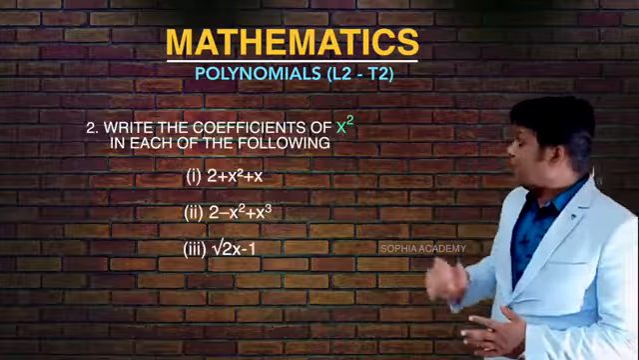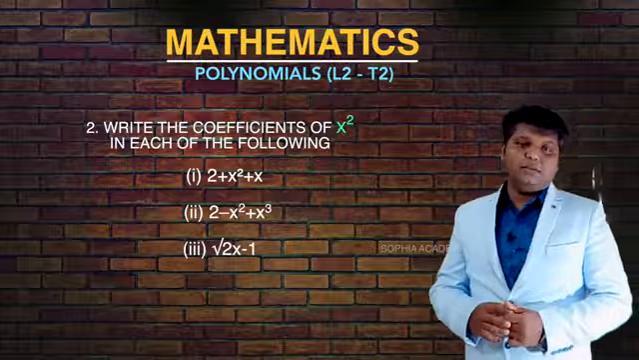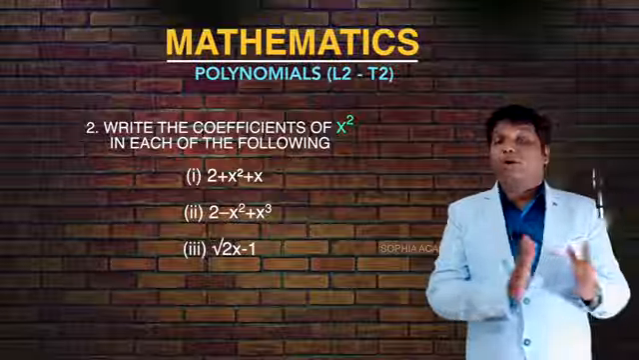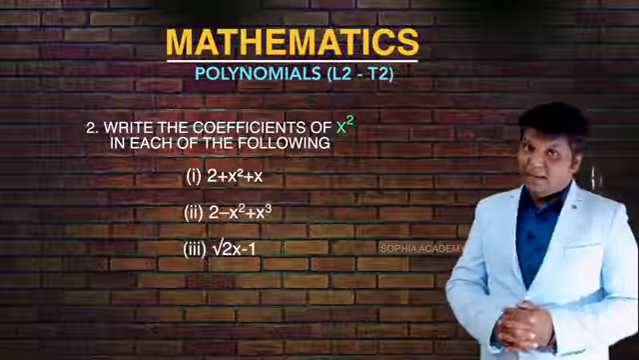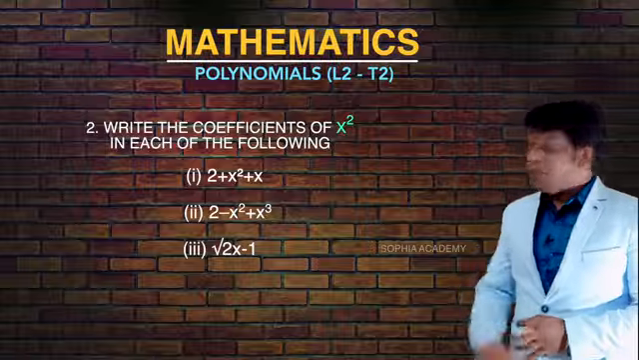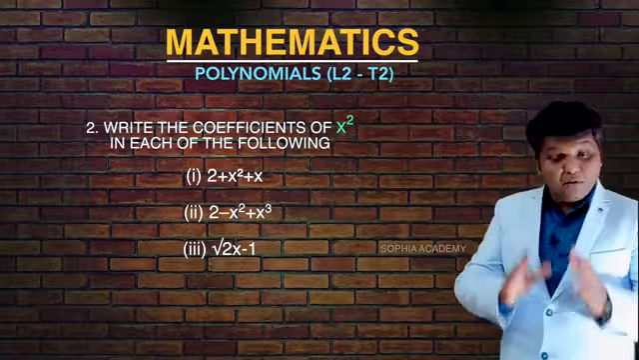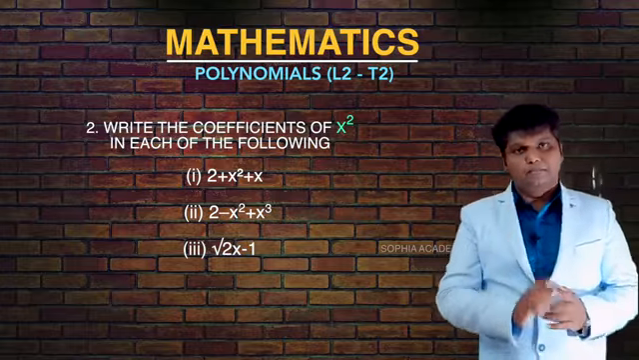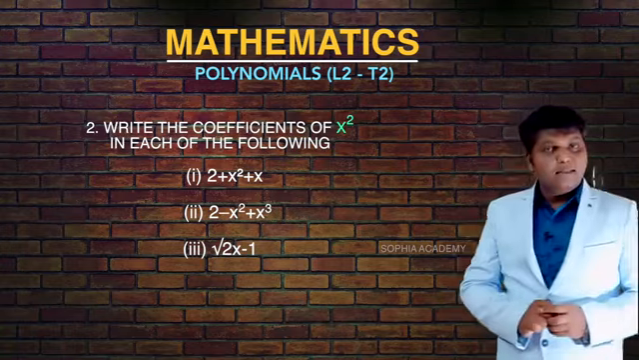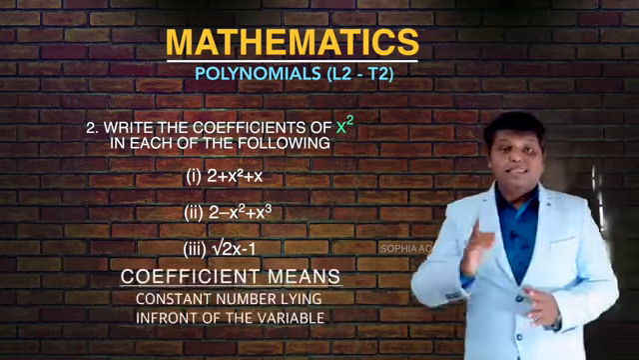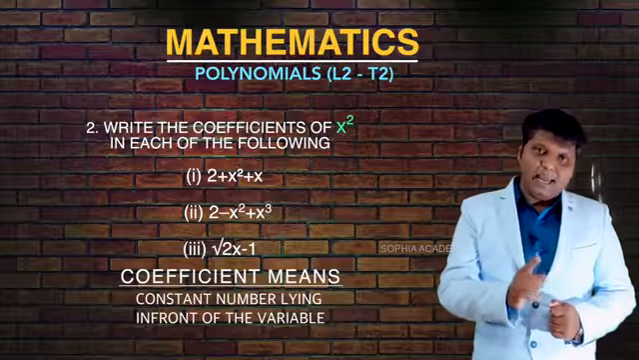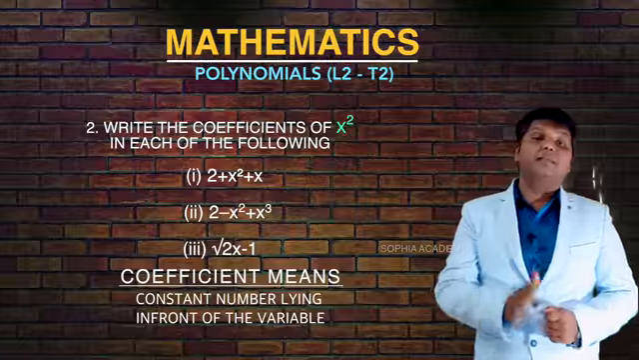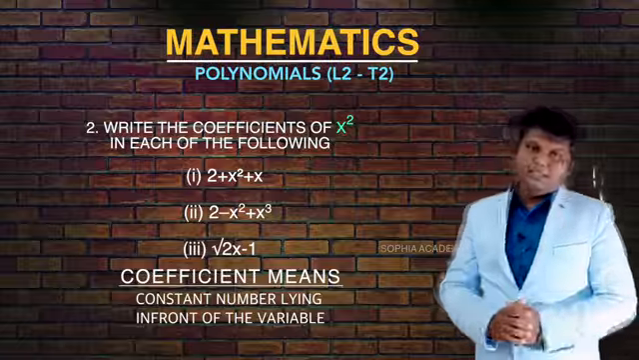Write the coefficients of x squared in each of the following terms. That means here some polynomials are given. So in these polynomials we have to write the coefficients of x squared. Before that, let me ask you, what does it mean by coefficient? Especially it is given coefficient of x squared. So you have to find the coefficient of a particular term. What does it mean? The coefficient means the constant number which is lying in front of a variable. The number which lies in front of the variable is what we call a coefficient.